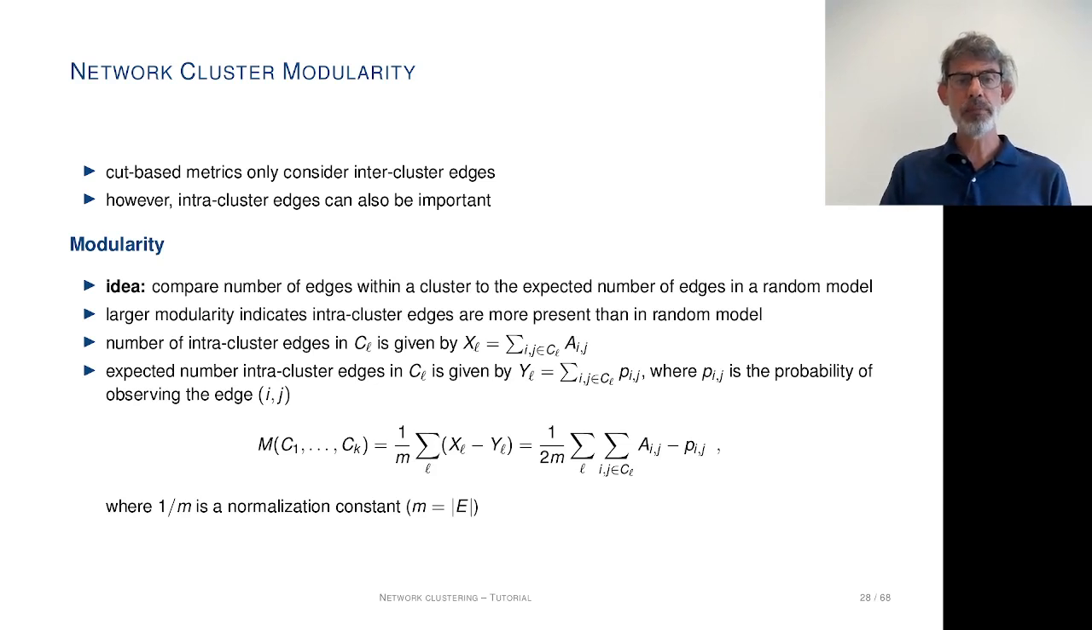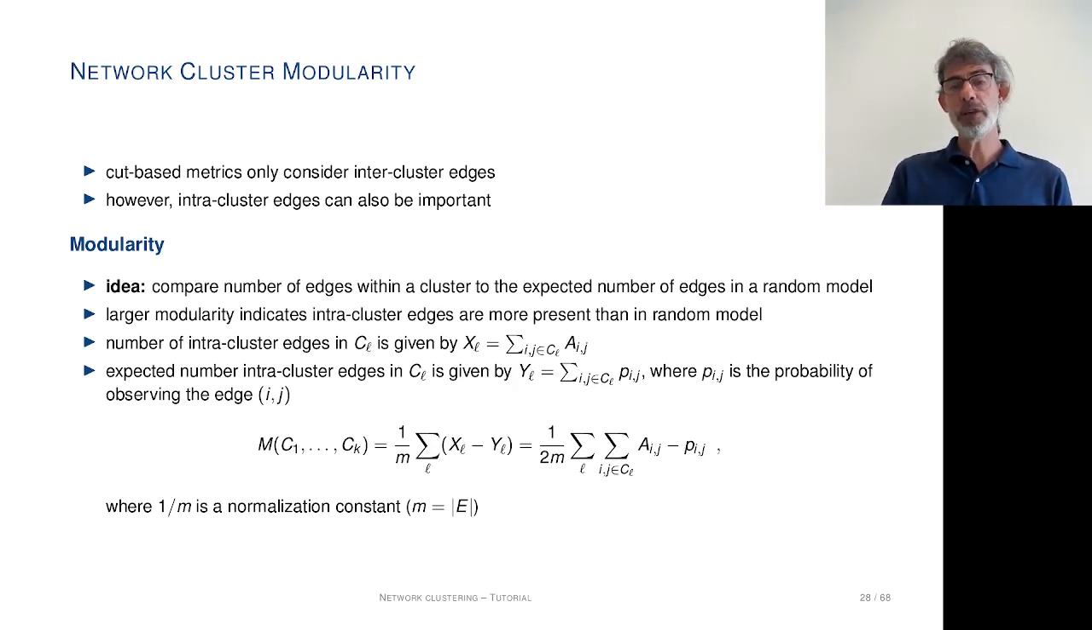The expected number of intra-cluster edges in the same community C_L is given by the sum of the probability of being an edge between node i and j, given that i and j are in community L. Good. So now I have two numbers, X_L and Y_L, and the modularity is just the sum over all communities of their differences, normalized by M, where M here is the number of edges in the graph.